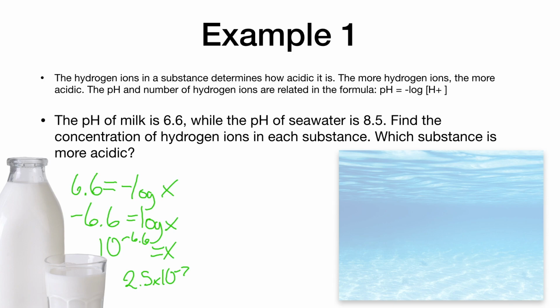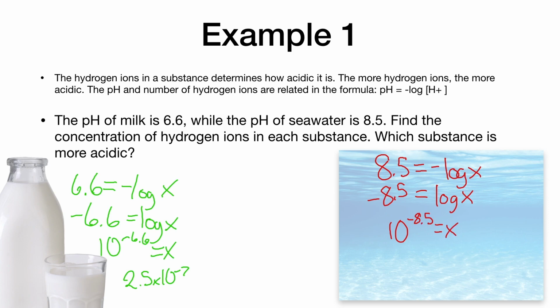So now let's talk about another one. Let's talk about seawater. Now, for the seawater, I'm not going to use green because that's going to be too close. I'm going to use red. So what we would do is, it's the exact same process. 8.5 is negative log of X. That means negative 8.5 is the log of X, which means 10 to the negative 8.5 is going to be X.